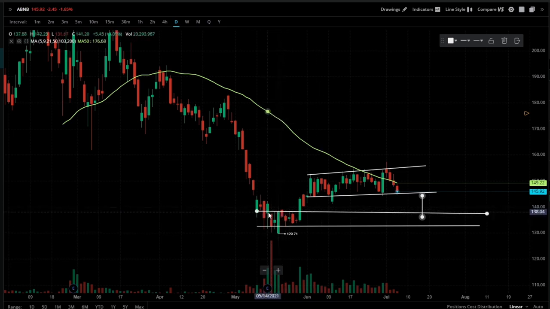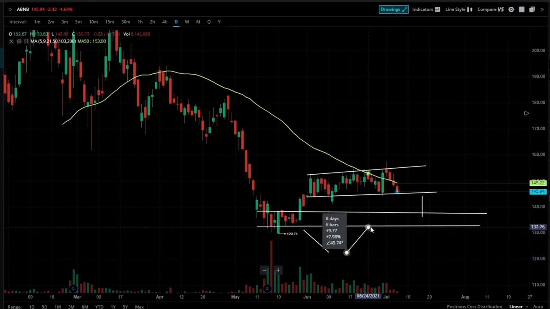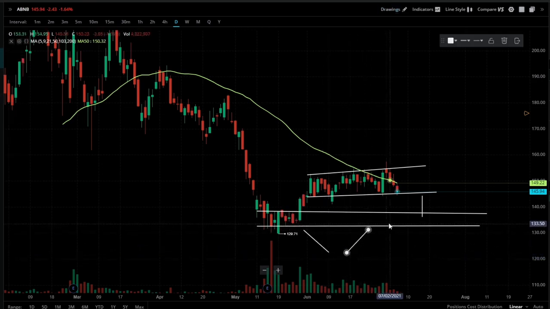And why is this now support? Because every time you break resistance, it's now support. Every time you break support, it's now resistance. So if it was to have gone down and it's going to come back up, this would be considered resistance, even though previously it was support.